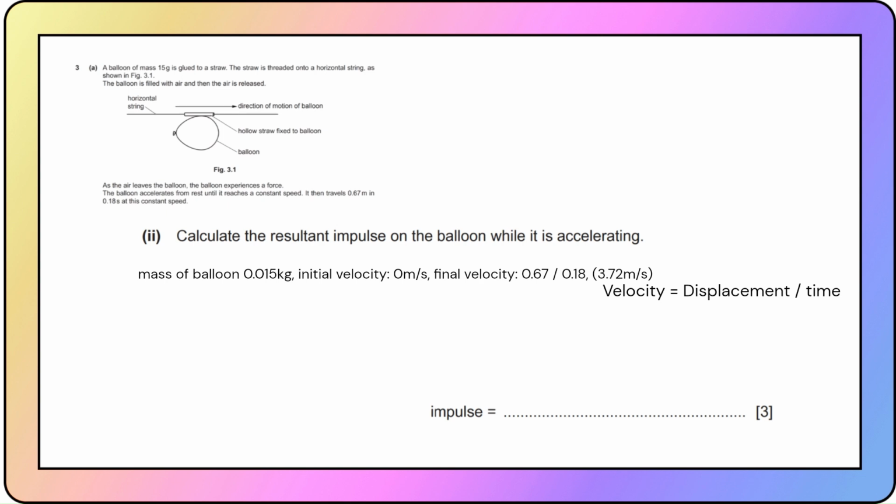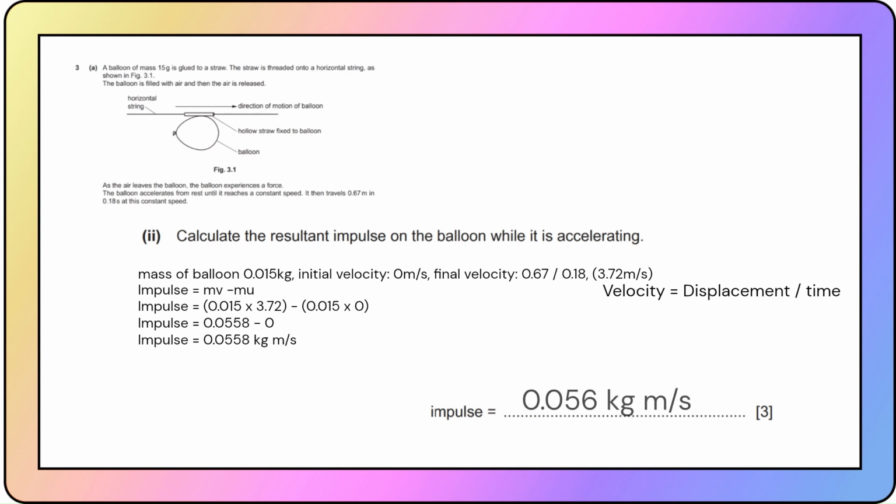Next, write down the formula of impulse, mv minus mu, and substitute in the values. Then, put that into your calculator, and you'll get a long answer. Write that down in 2 significant figures in the space given.